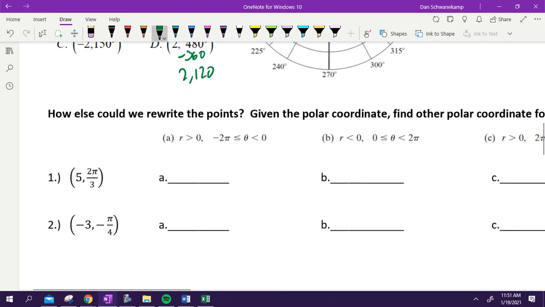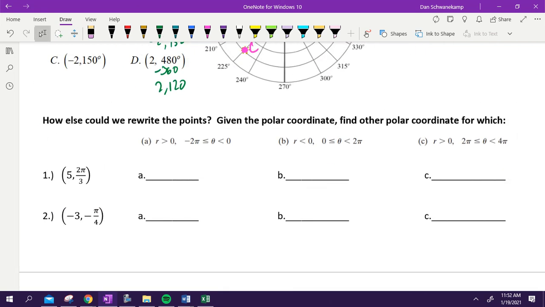Let's go down below. So this is probably the most challenging thing of the day. And we struggled with it a little bit last period. See if we can get a little better at it.